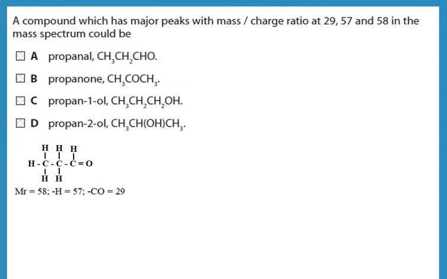If I sit down and calculate the molecular mass of propanal, it is 58. If I remove one of its hydrogens, that becomes 57. If I remove a CO from the molecule, then I can get a fragment that has a molecular mass of 29. So looking at this, we find that A is probably our answer, because it can give parts that have a mass of 58, 57 and 29, which is what he's looking for in the question. Let's check the other ones just to make sure that this is correct.